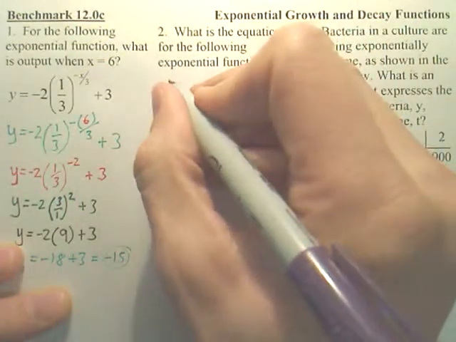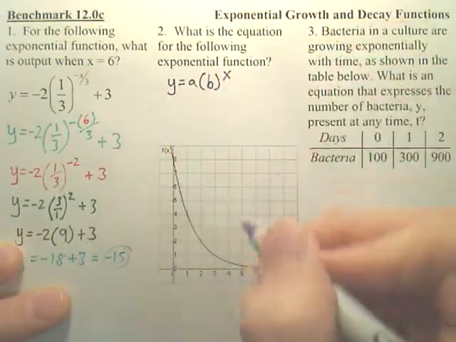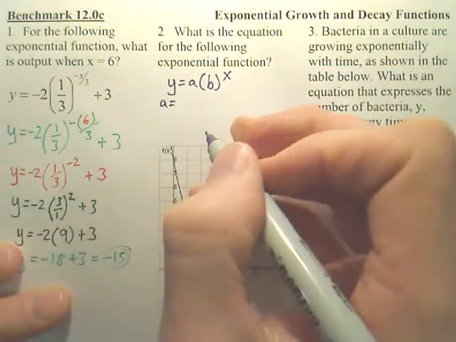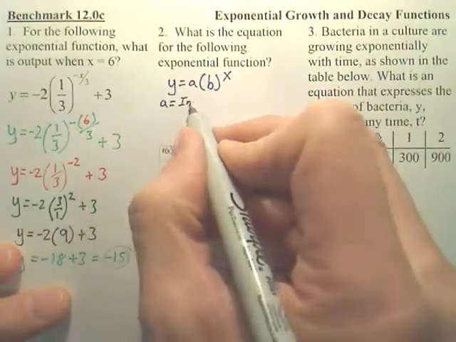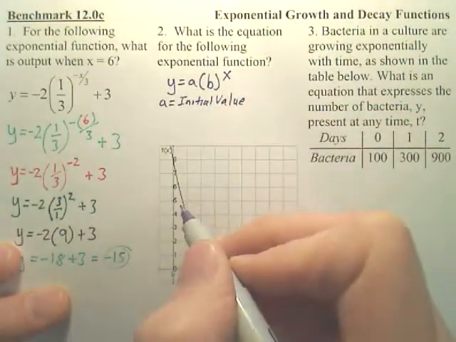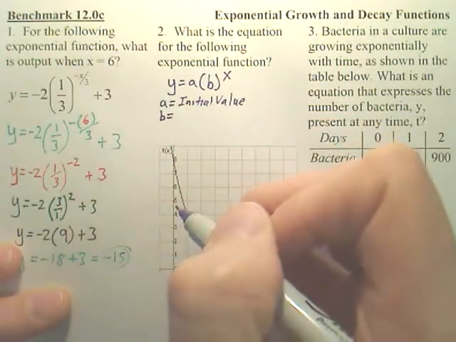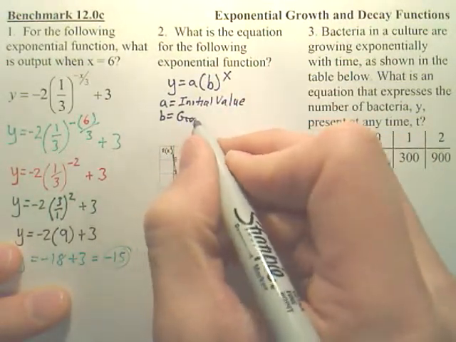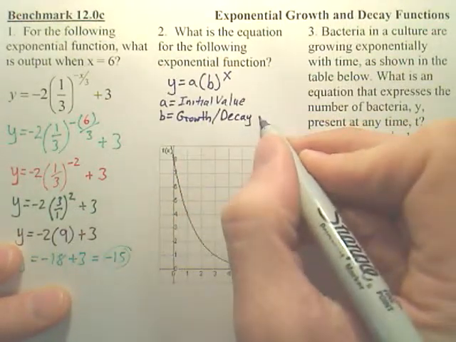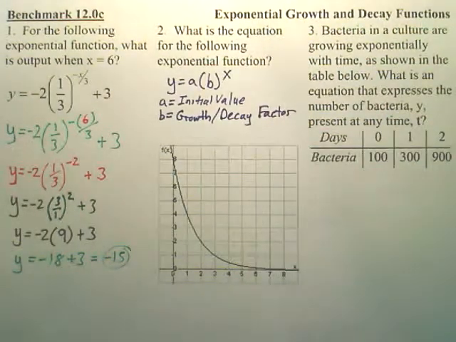So, here's the formula for an exponential function. What does A represent? A is your initial value, and B is your growth or decay factor. B is your growth or decay factor, depending on the type of problem.